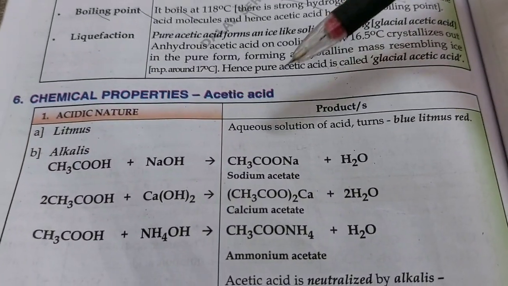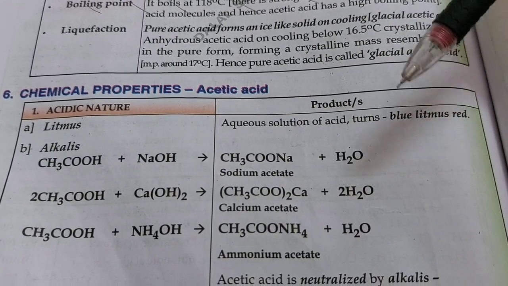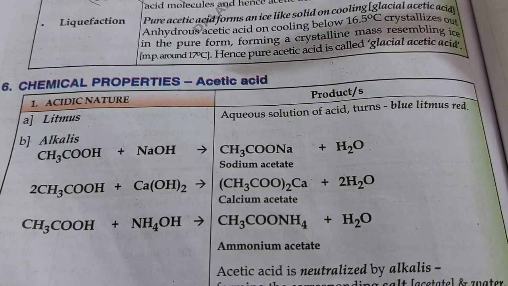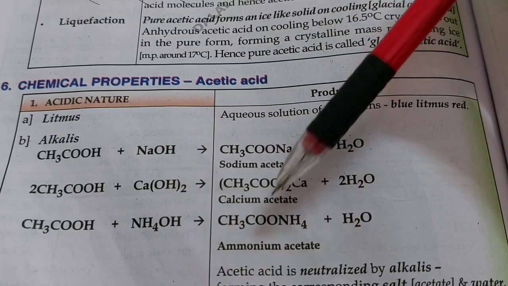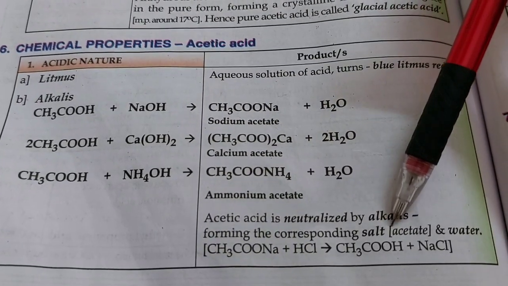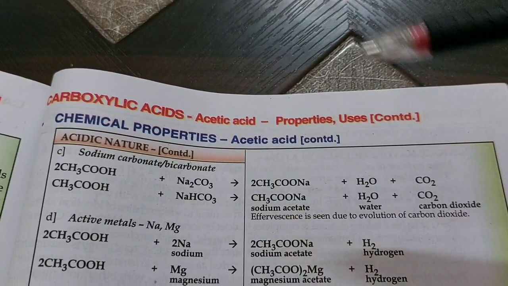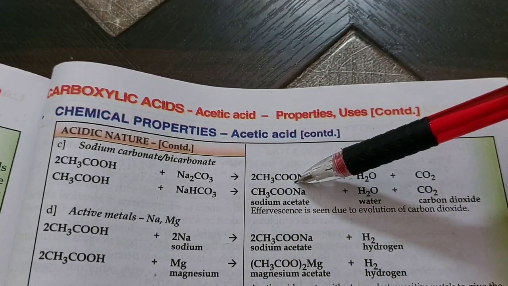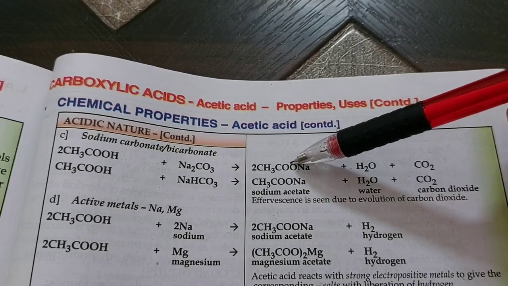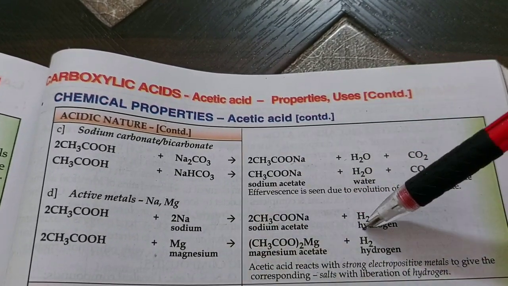Now, chemical properties, like any other acid, it turns litmus blue to red. Like any other acid, it will react with alkalis to give salt plus water, that is neutralization reaction. Like a typical acid, it reacts with carbonates and bicarbonates to give carbon dioxide, water, and the salt. And like a typical acid, it will react with active metals to give hydrogen gas.